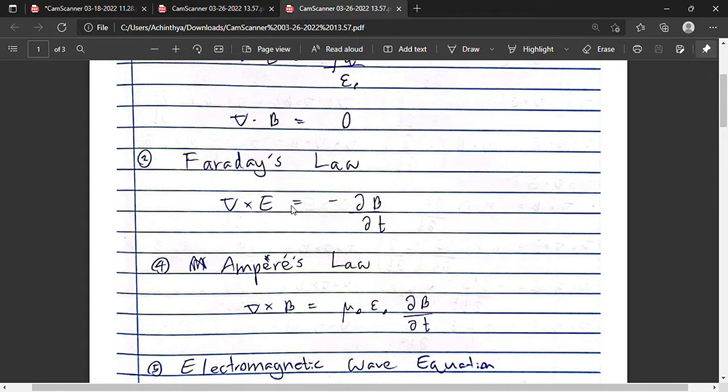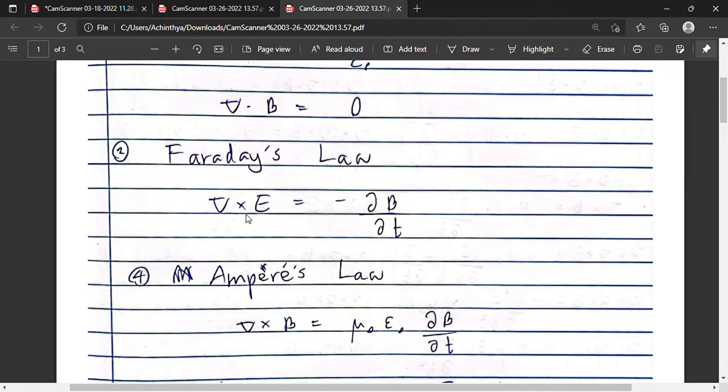Then we have Faraday's law, which describes the curl of the electric field in terms of a changing magnetic field, or more specifically, it's equal to the negative derivative of the magnetic field with respect to time. And, just like how velocity is the primary derivative of displacement with respect to time.